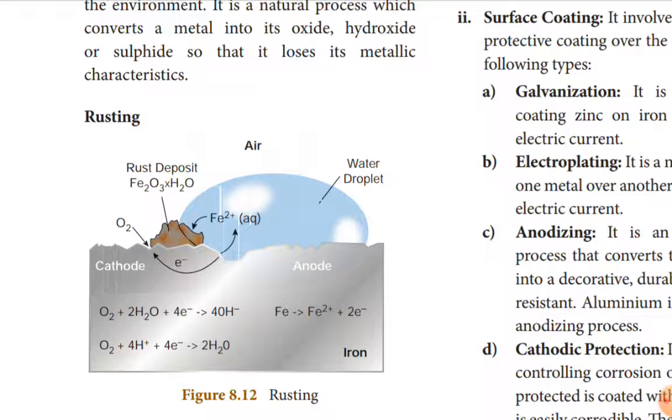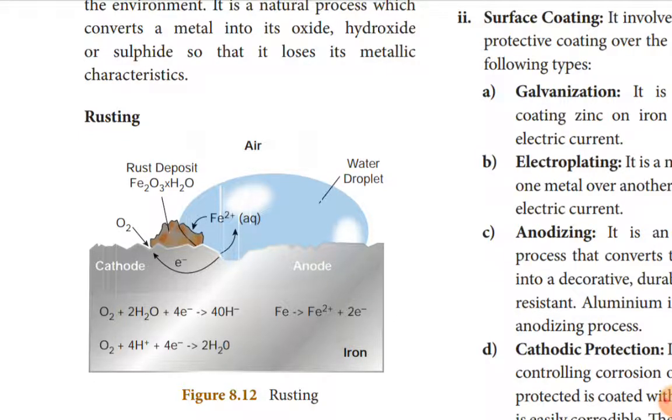Here one diagram is given in 8.12. So how is this rust formed? See the iron rod: the iron material itself acts as two types of electrode. Two types of electrodes are developed in itself. One portion acts as cathode, another portion acts as anode, because of the moisture. The moisture forms the cathode and anode in the iron.